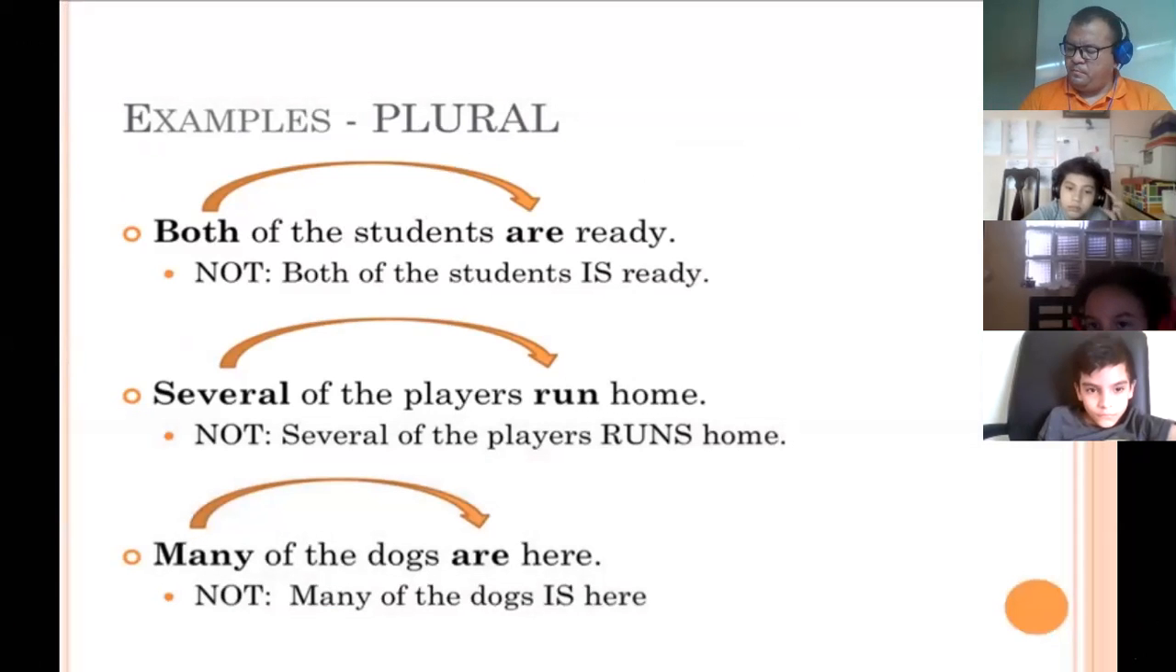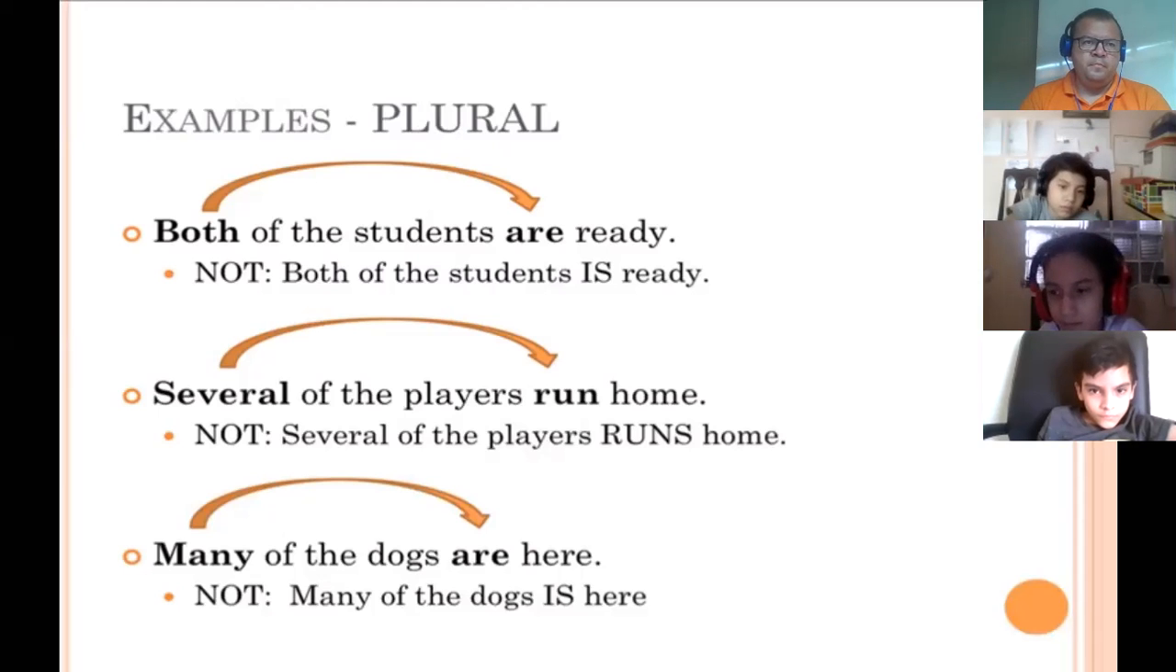Number two, several of the players run home. You can't say several of the players runs home. Several is plural. Run is plural. And the last one there, many of the dogs are here. Again, the subject is many, the verb is are.